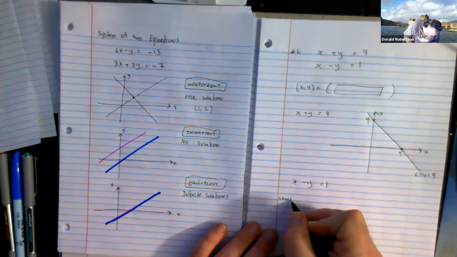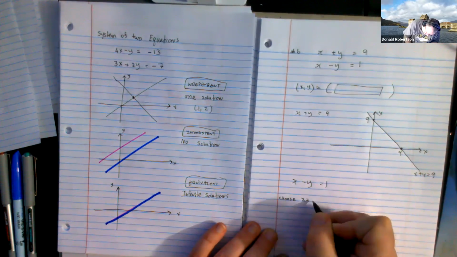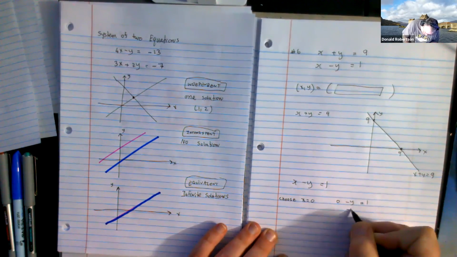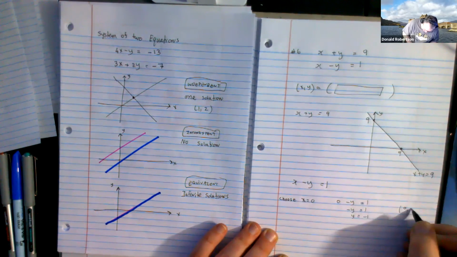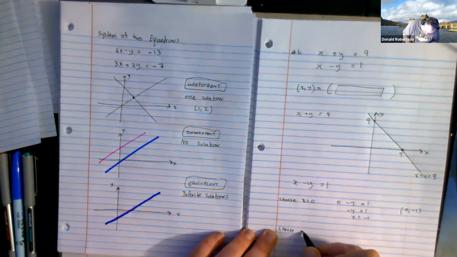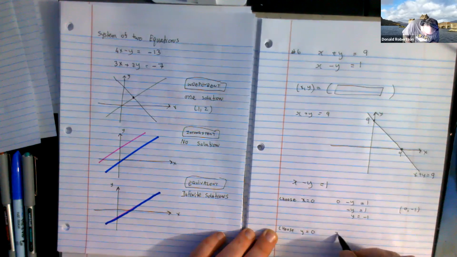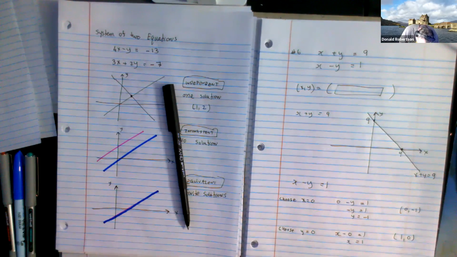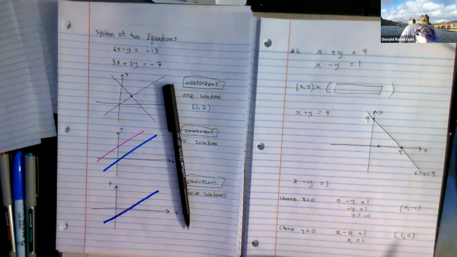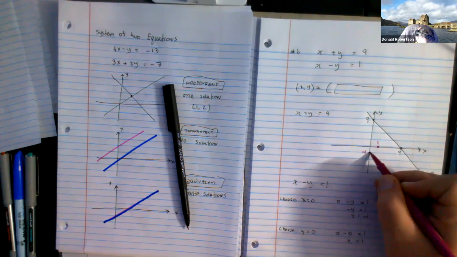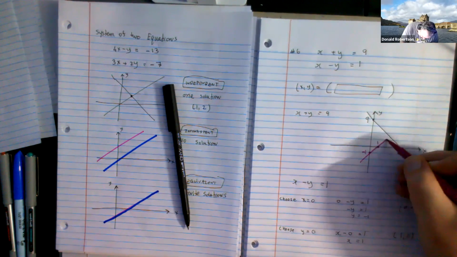I'll choose x equals 0. So this becomes 0, take away y equals 1, negative y equals 1, y equals negative 1. That gives me the point 0, negative 1. And then I'm going to choose y equals 0. And so that's going to be x take away 0 equals 1. That's going to be x equals 1. That gives me the point 1, 0. So I'm going to put in 1, 0 and 0, negative 1.